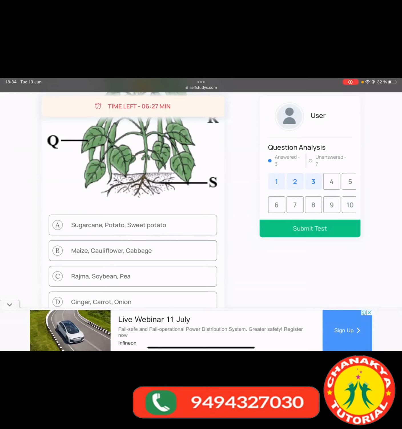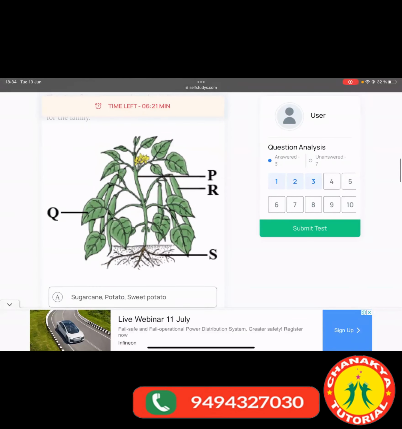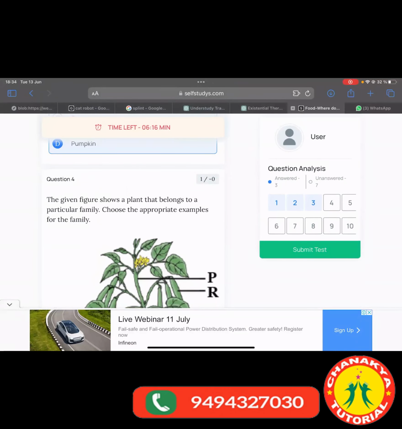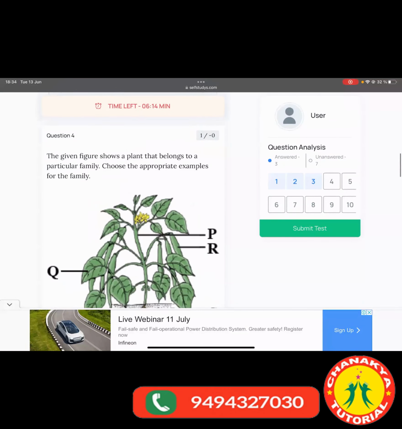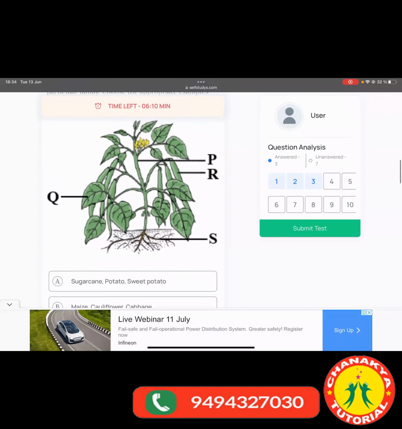Ma'am, I didn't understand this question. Okay, so this is asking about the different parts of a plant, which are P, Q, R, S. You're just going to choose an appropriate example. Here you can clearly see P is like a stem part, R is more like a shoot, like a bud, whereas Q is a leaf and S is the root.